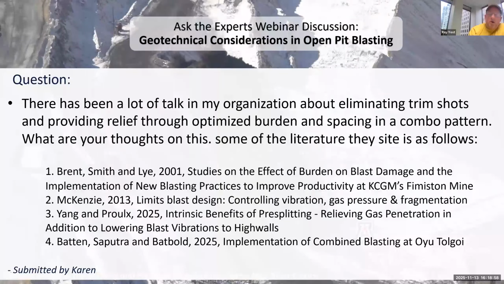Just to add to that really quickly is the relief you have on the blasts. I think a lot of it's going to be tied into how much these are free face blasts or how much they're choked into something else.